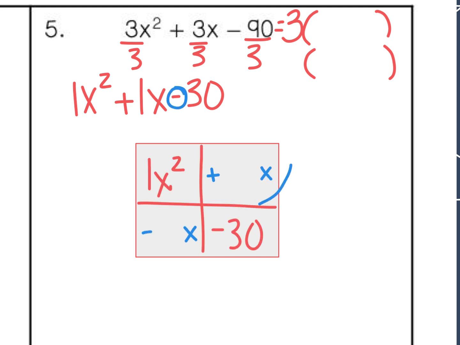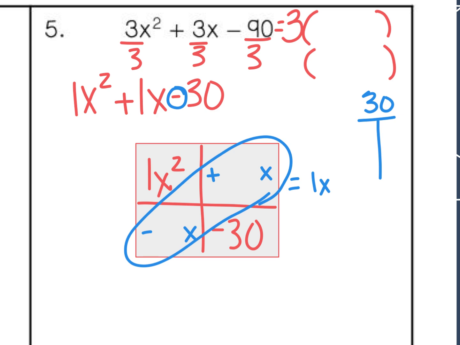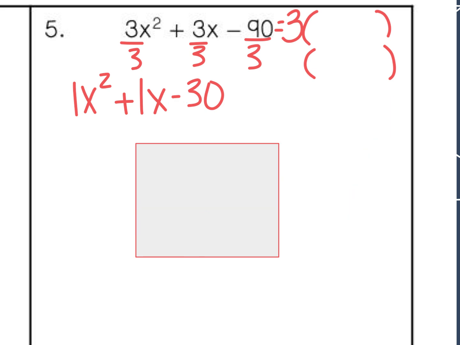Okay? Remember that together, these need to equal 1x. Since they're different signs, we're going to have to subtract them. So we're still doing A times C. 1 times 30 is 30. What are the factors of 30 that subtract to be 1? Which of those subtract to be 1? 5 and 6. Which one has to be positive? Because when you have different signs, it does matter. Negative 5 and a positive 6.